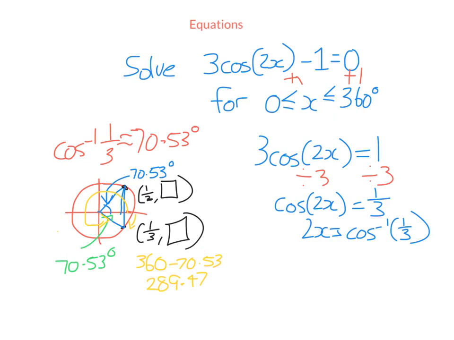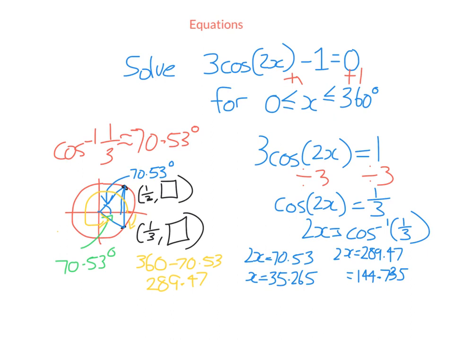What we need to do is take both of these equations and solve them. So what I mean by that is I could have 2x equals 70.53, which would mean x is just half of that, which is about 35.265, or I could have 2x equal to 289.47, which means x is 144.735.